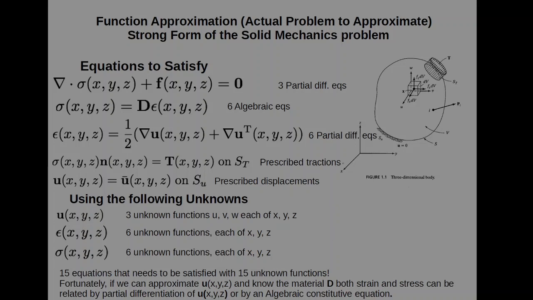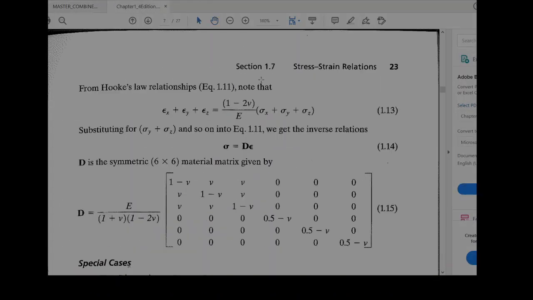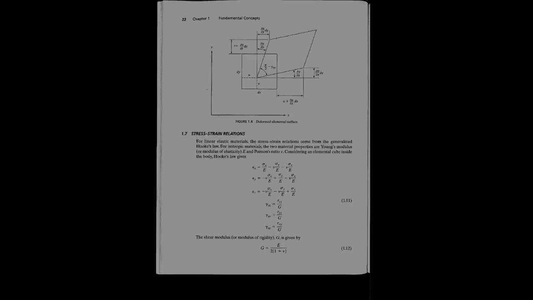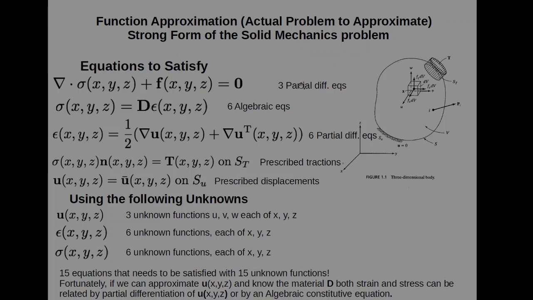Let me just go back here to the textbook. Just as a reminder, when we wrote this, there's the strain, there's the stresses. 1, 2, 3, 4, 5, 6 equations. And if you think about this, this will get multiplied by a 6x1 vector. This is a 6x6 matrix. So there are 6 algebraic equations that define what's going on. Okay, so the important thing is that this is another 6, so we're now at 9 equations.